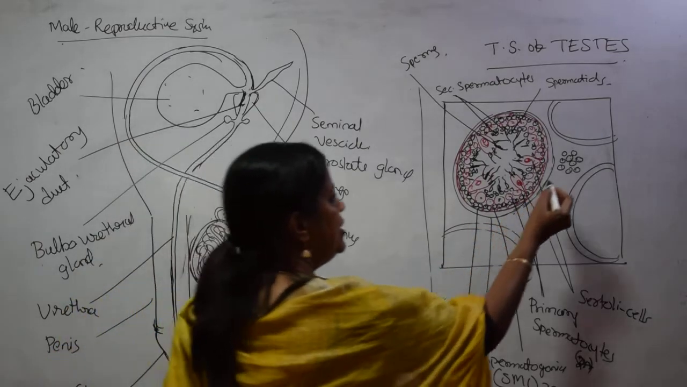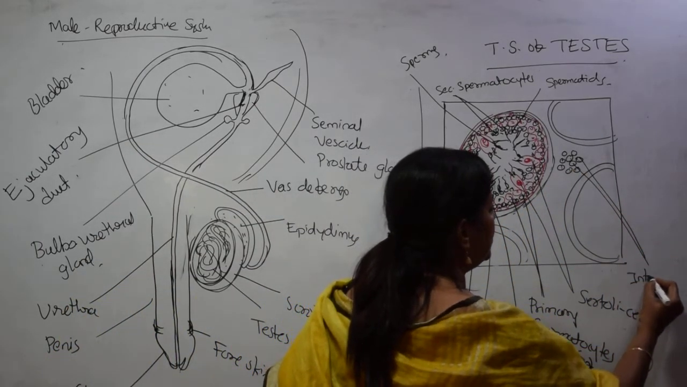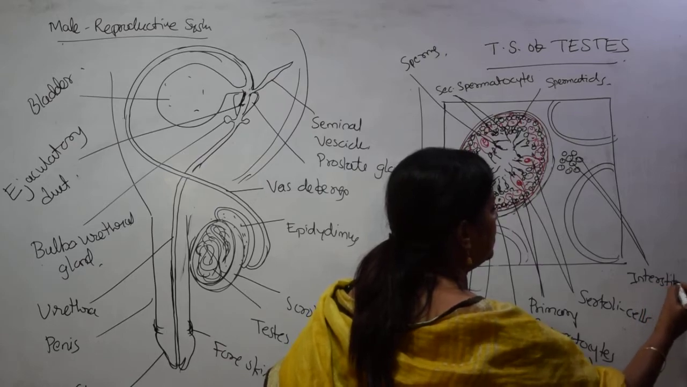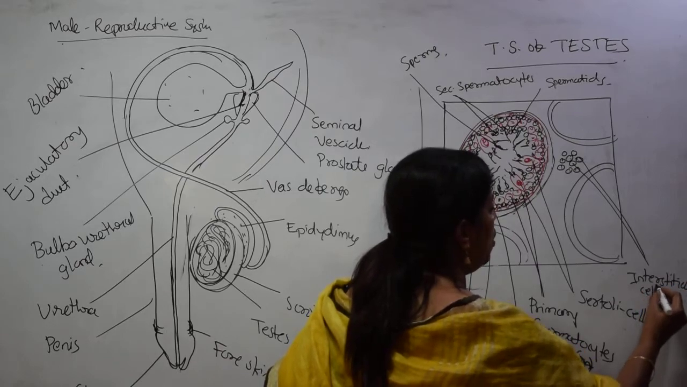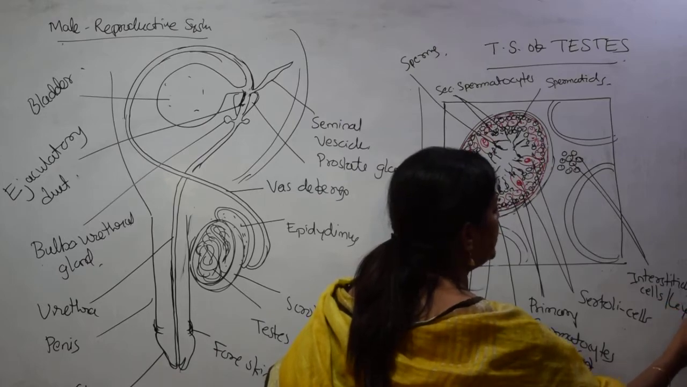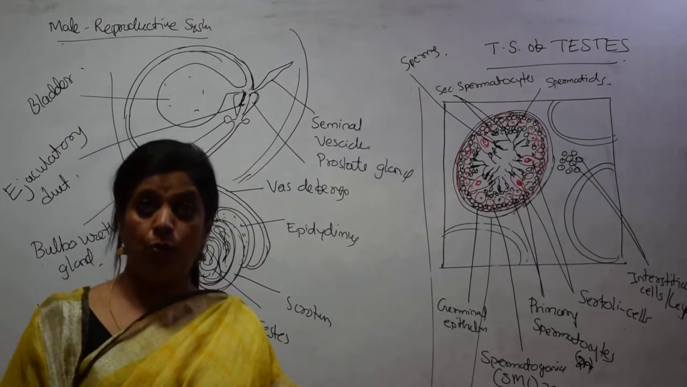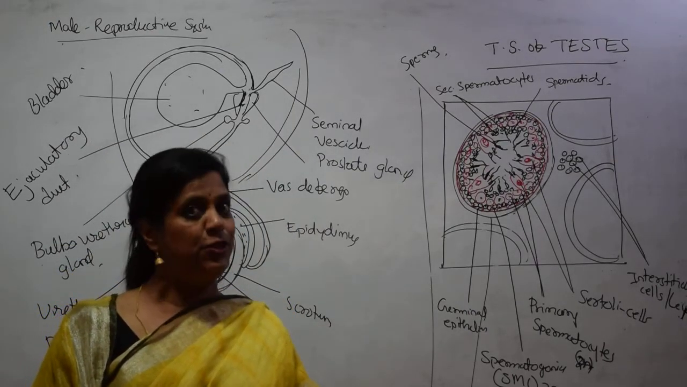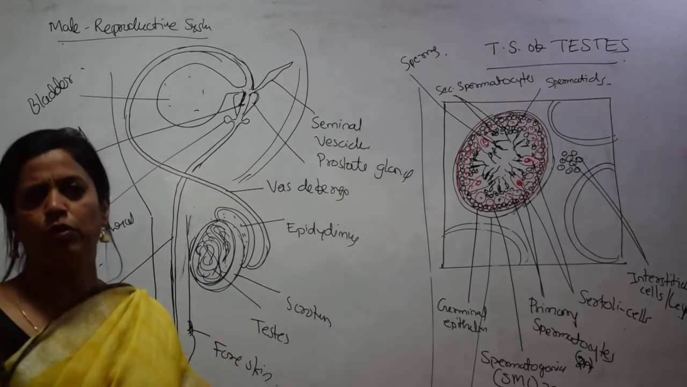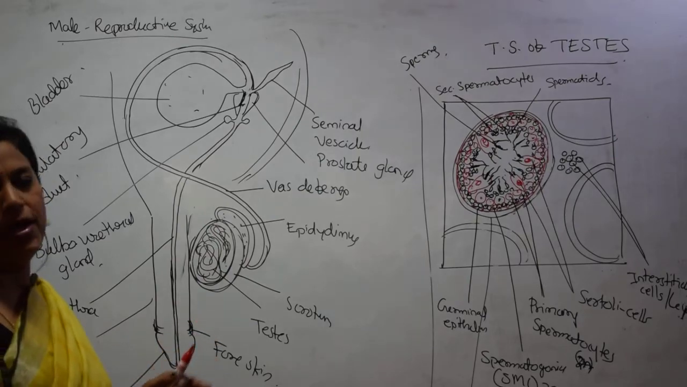You can see that these cells, what I have drawn, are the interstitial cells, or they are called cells of Leydig or Leydig cells. They are important because they produce the male hormone, androgens, called testosterone. So this drawing is very important for you for practical and theory. Okay, practice drawing both of them and understand.